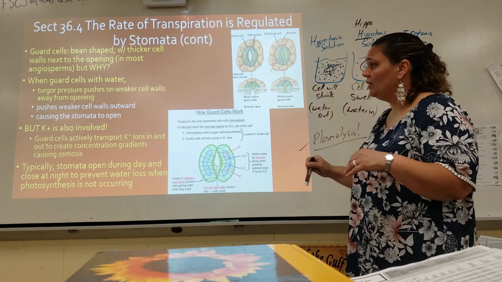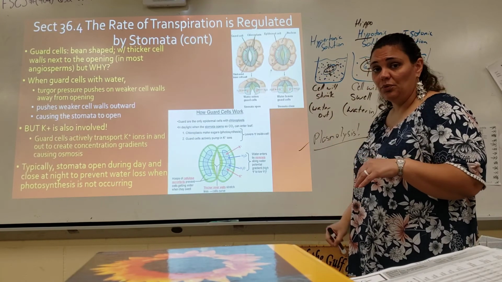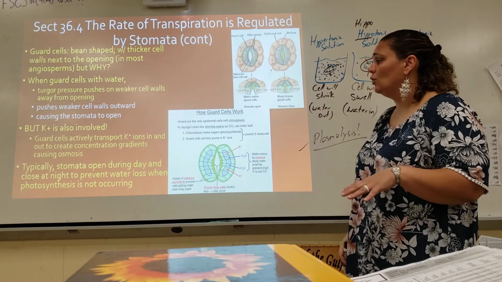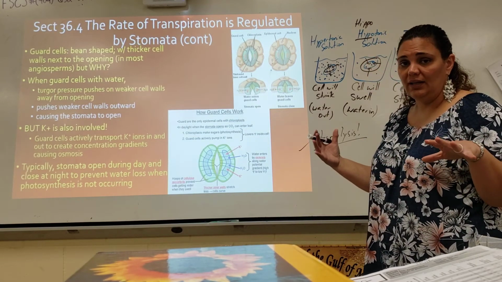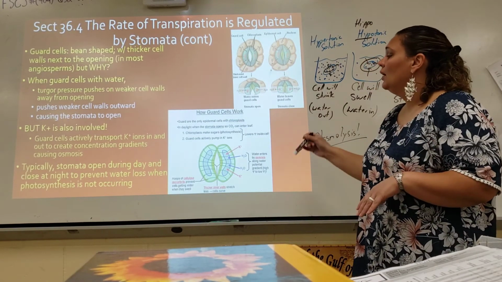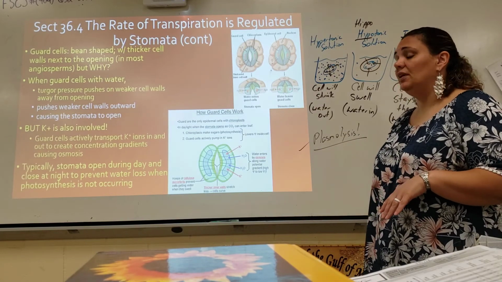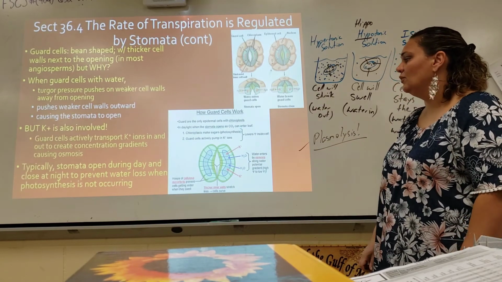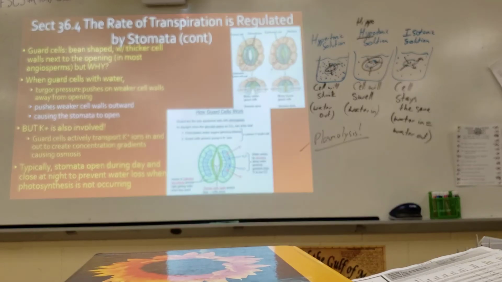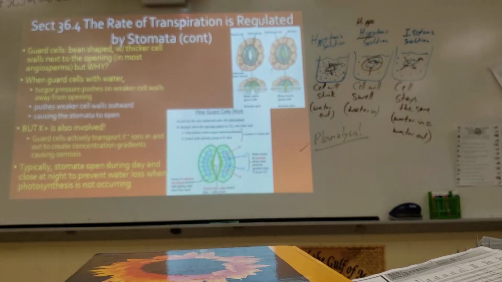Potassium is also involved in this. Guard cells will actively transport potassium in and out in order to create the proper gradient they need to either open or close the stomata. Typically, the stomata are open during the day and closed at night to prevent water loss when photosynthesis is not occurring, because why would you lose water if you're not going to undergo photosynthesis?